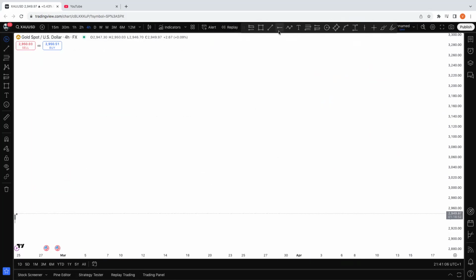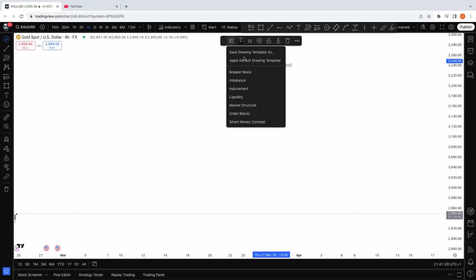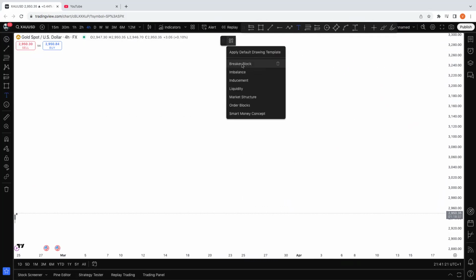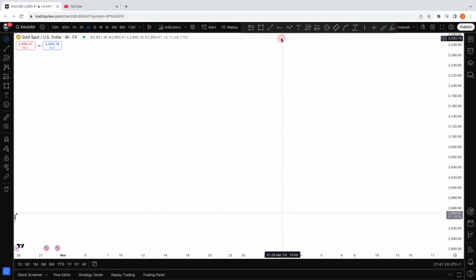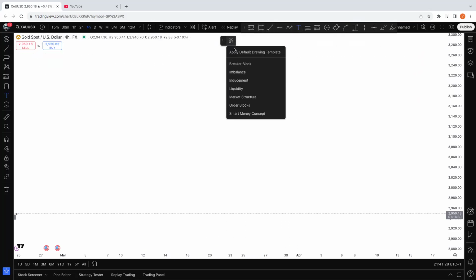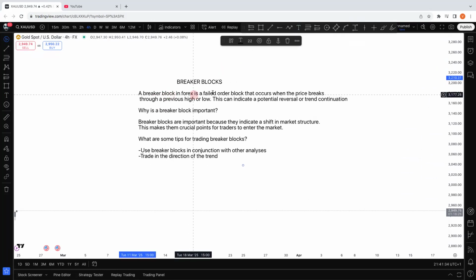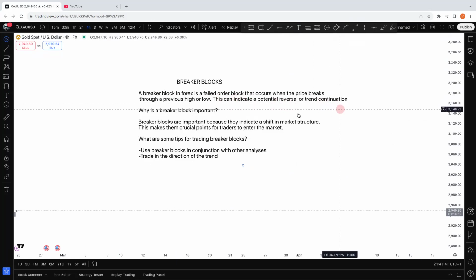Guys, let's quickly run to the next one, which is: what is the breaker block? Yes, the breaker block. Now, what is a breaker block? The breaker block is a failed order block, right? When an order block fails, it gives us a breaker block. Why is it not coming up? Let me try again. Okay, yes. Now, a breaker block is a failed order block that occurs when price breaks through a previous high or low, right? This can indicate a potential reversal or trend continuation.